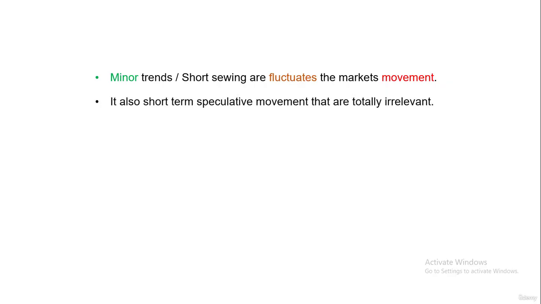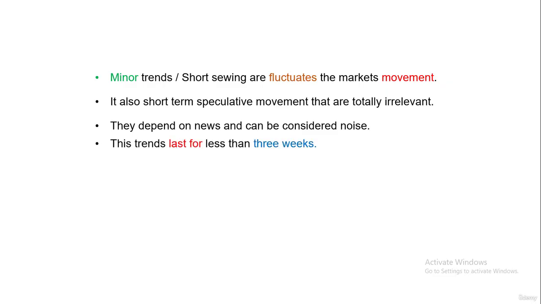Minor trends, or short swings, fluctuate the market movement on a daily basis. They are short-term movements and are largely irrelevant. Most of the time they depend on news and can be considered noise. This trend lasts for less than 3 weeks and goes against the movement of the secondary trend.